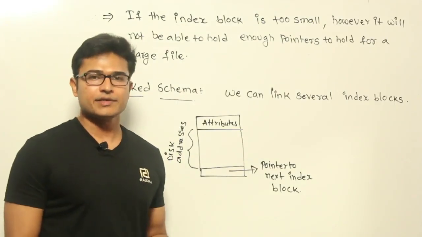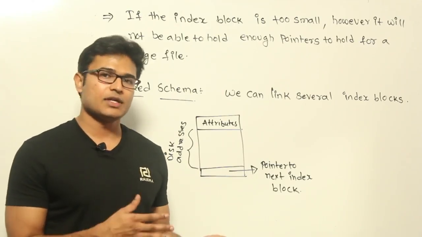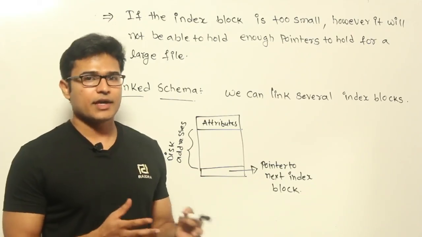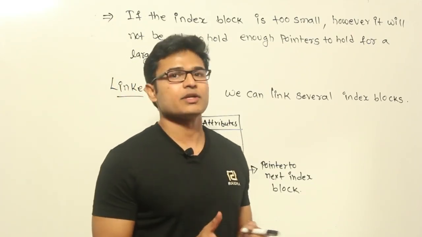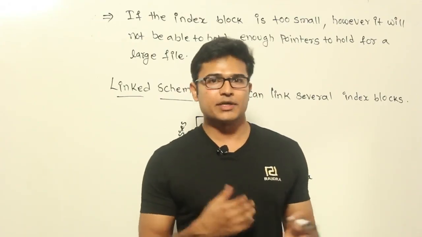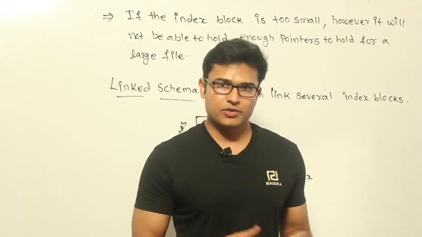Now with the index block, there are two problems. One problem is that sometimes, if we have a very small number of blocks allocated to a file, then an entire block has to be allocated to the file, which leads to internal fragmentation, which means that the index block is not going to be completely full. That is a problem which we cannot do anything about.